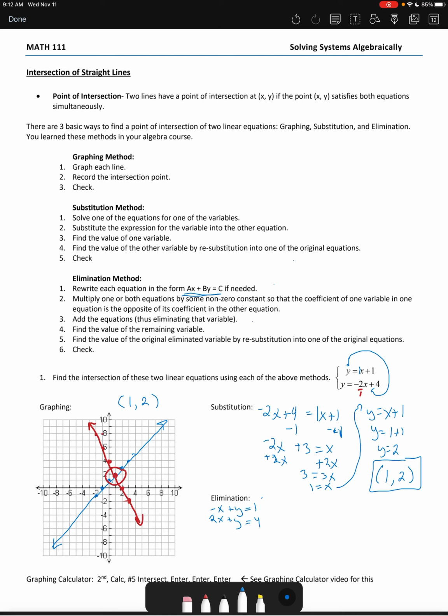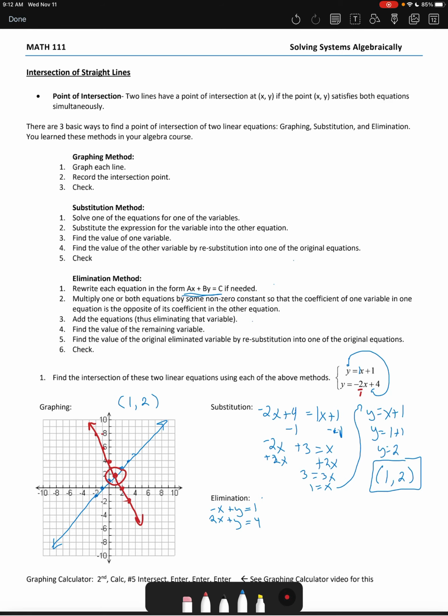And then what we want to do is create opposites, one positive and one negative coefficient for one of our variables, and add them together and eliminate them. So here you have a choice. You could either create opposite x's by multiplying that first equation by 2, or you could create opposite y's by multiplying either equation by a negative 1. It doesn't matter. You should come out with the same answer either way.